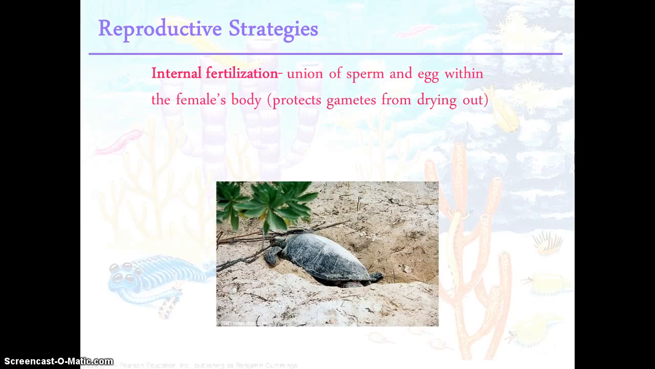Most of your land or terrestrial animals will use internal fertilization. Sperm and egg inside the female's body form the zygote, which grows into an organism, and that is still protected by the female's body. Those are some basic characteristics of your animals.